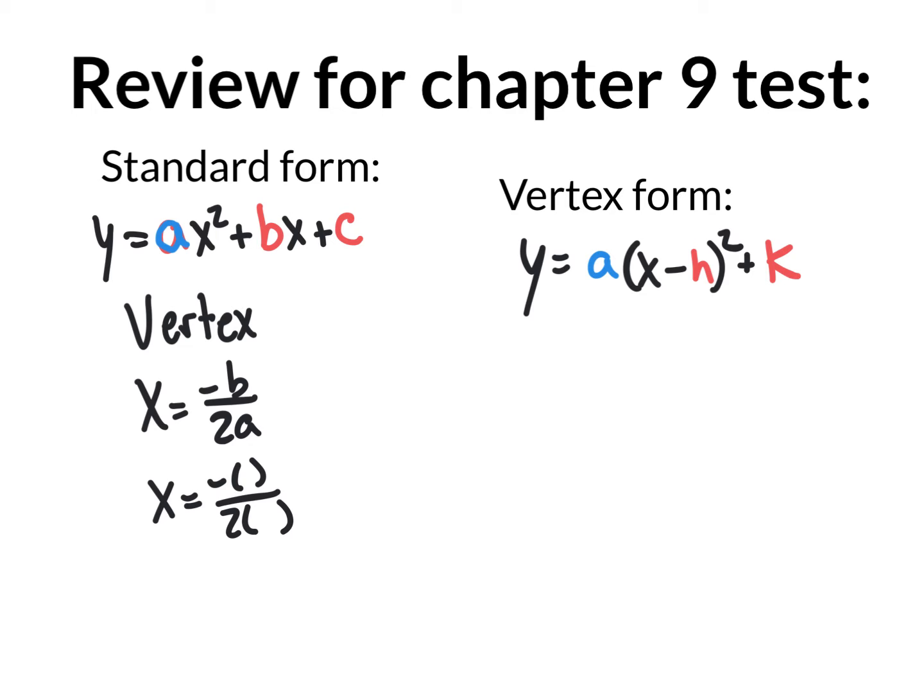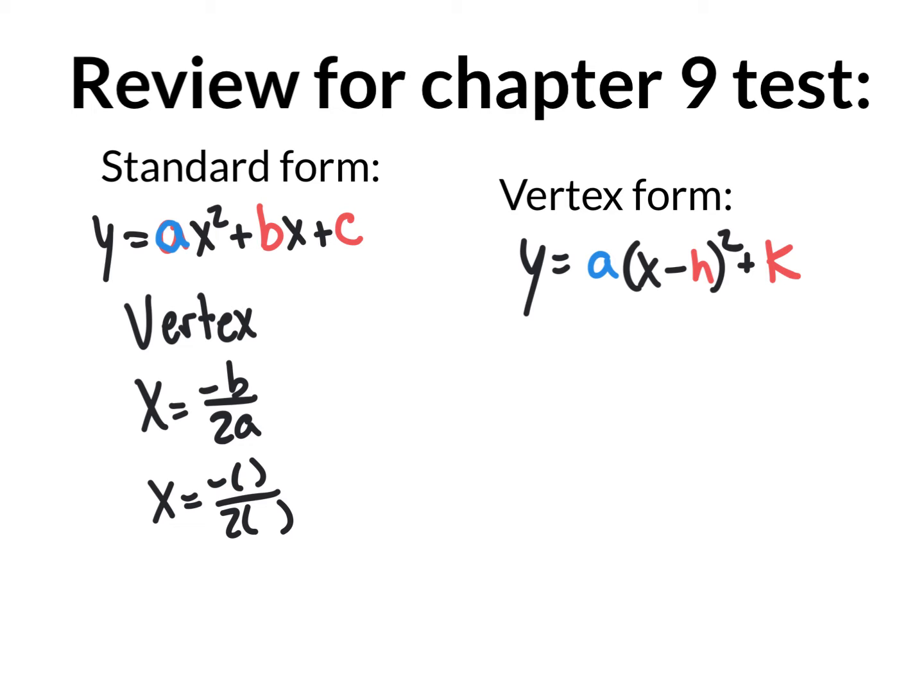If it's positive, it's opening up. If it's negative, it's opening down. If the a value is further away from 0, bigger than 1, like let's say a is 2, a is 3, it's starting to get vertically stretched away from the x-axis. If the a value is a fraction that's closer to 0, then it's a vertical compression towards the x-axis, which makes the parabola wider. Again, we'll review transformations in a little bit. Right now, I just wanted to go over the two forms, standard form and vertex form.